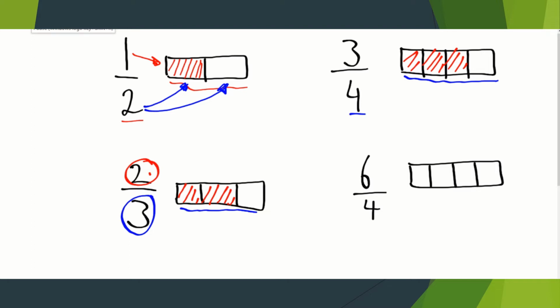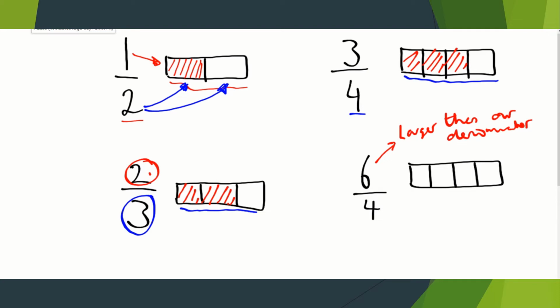Let's have a look at this last fraction at the bottom. There's something slightly different about it. Now, if you notice, this time our numerator is larger than our denominator. That's how we know it's an improper fraction.